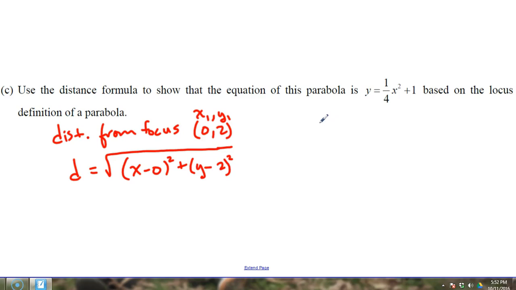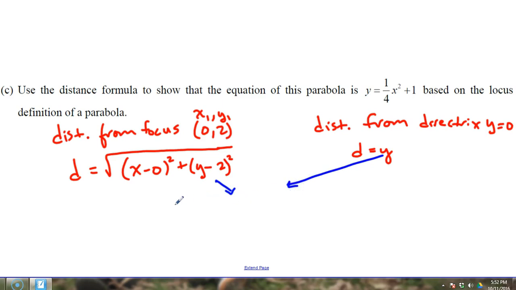On the other hand, I've got the distance from the directrix. Y equals 0. So the distance from the directrix to any point will just be its y value. So it'll be d equals the y value of that point. So then what I want to do is set this expression equal to that expression and do out the math. Okay, so I'm just kind of bring this together with that. Set the two d's equal. So I've got y equals, then this expression.